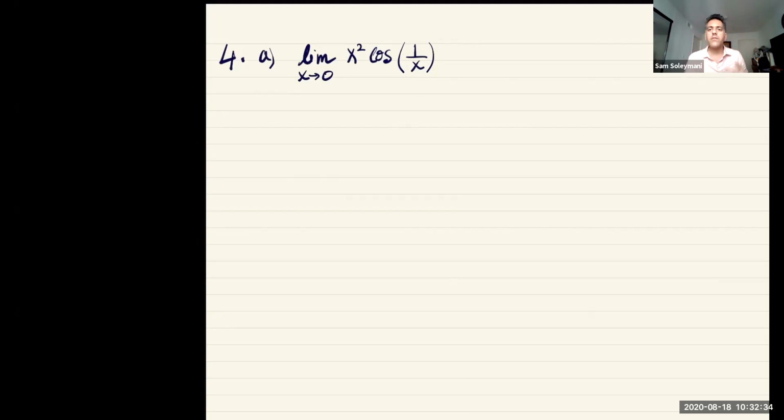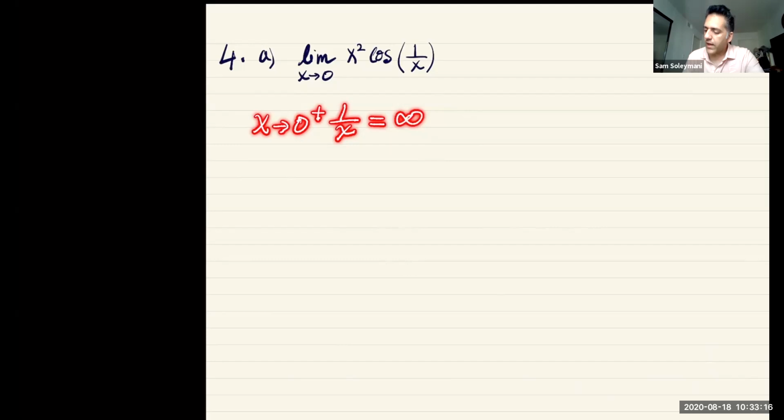So for this problem, whenever you have a cosine involved along with something else, you want to use the squeeze theorem. But what do we know about cosine of 1 over x? It doesn't matter what is inside the cosine. Let's take a right-handed limit: as x goes to 0 from the right, 1 over x is equal to infinity, right?